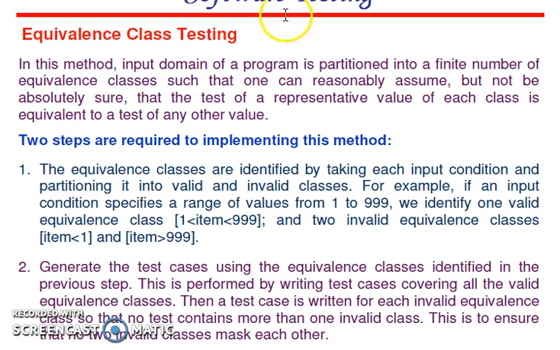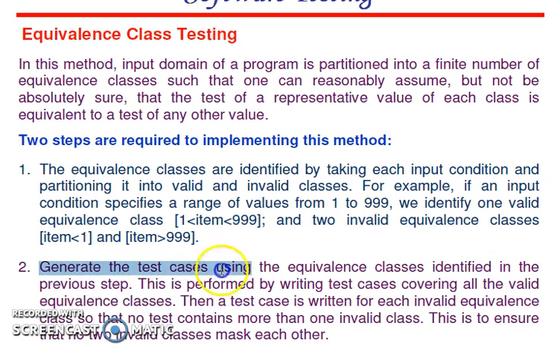The next testing technique is called equivalence class testing. As the name suggests, this is the equivalence class. That means we are partitioning the program into a finite number of equivalence classes such that we can reasonably assume, but not be sure, that the test of a representative value of each class is equivalent to a test of any other value. Two steps are required for implementing this method. The equivalence classes are identified by taking each input condition and partitioning it into valid and invalid classes. So we have partitioned the problem into valid and invalid class problems.